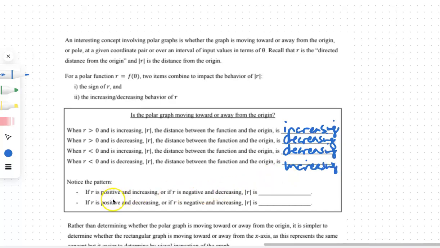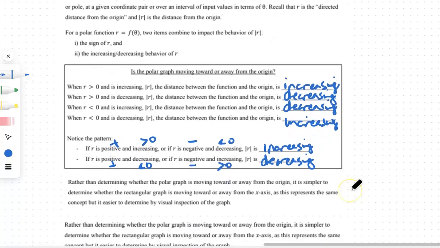So the pattern that I've already said: if r is positive and increasing, or negative and decreasing, then the absolute value of r is increasing. That is, the distance from the pole is getting bigger. But if we have opposite signs, so positive with rate of change less than 0, or negative with the rate of change bigger than 0, then the distance from the pole is decreasing.